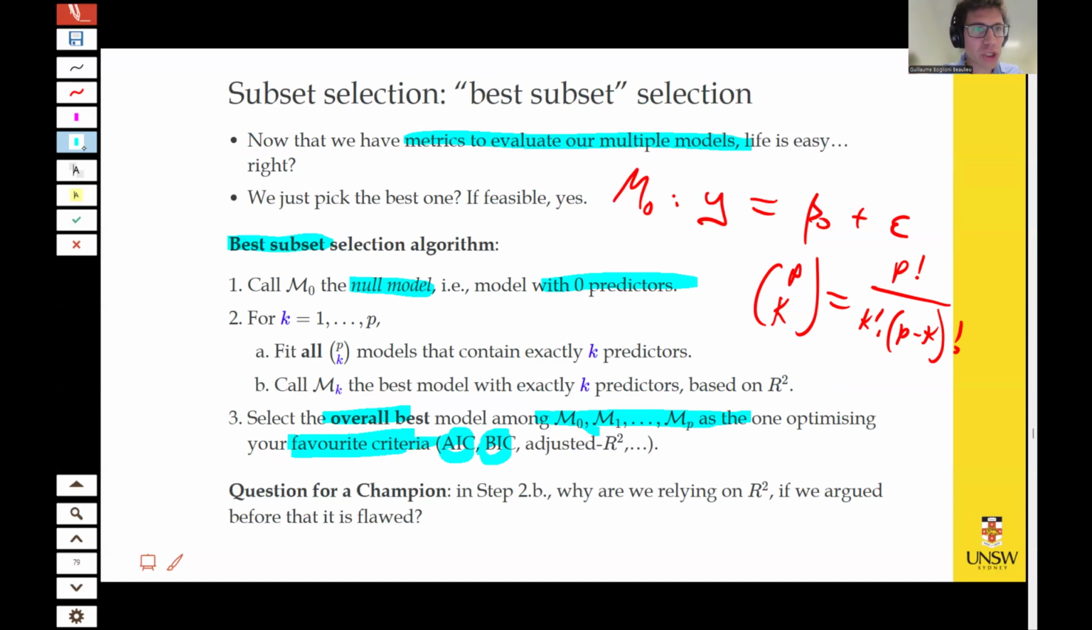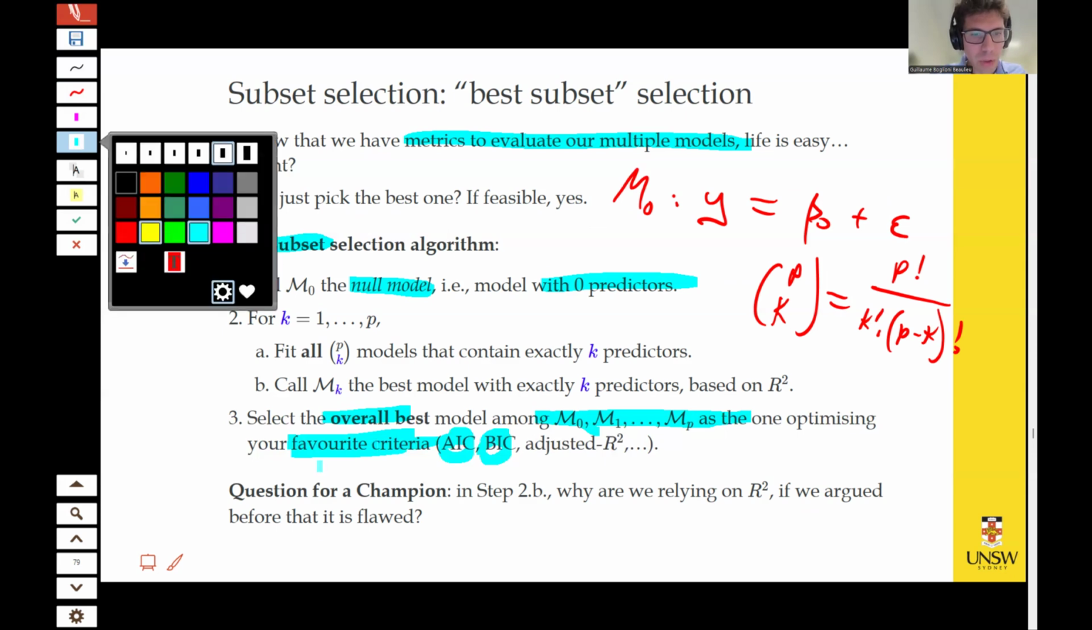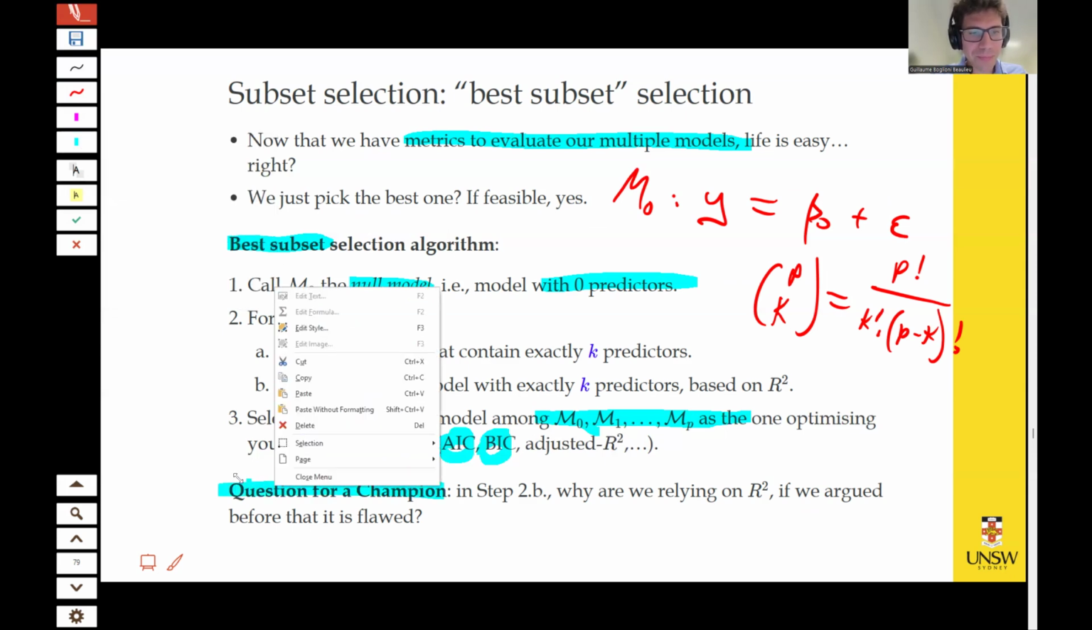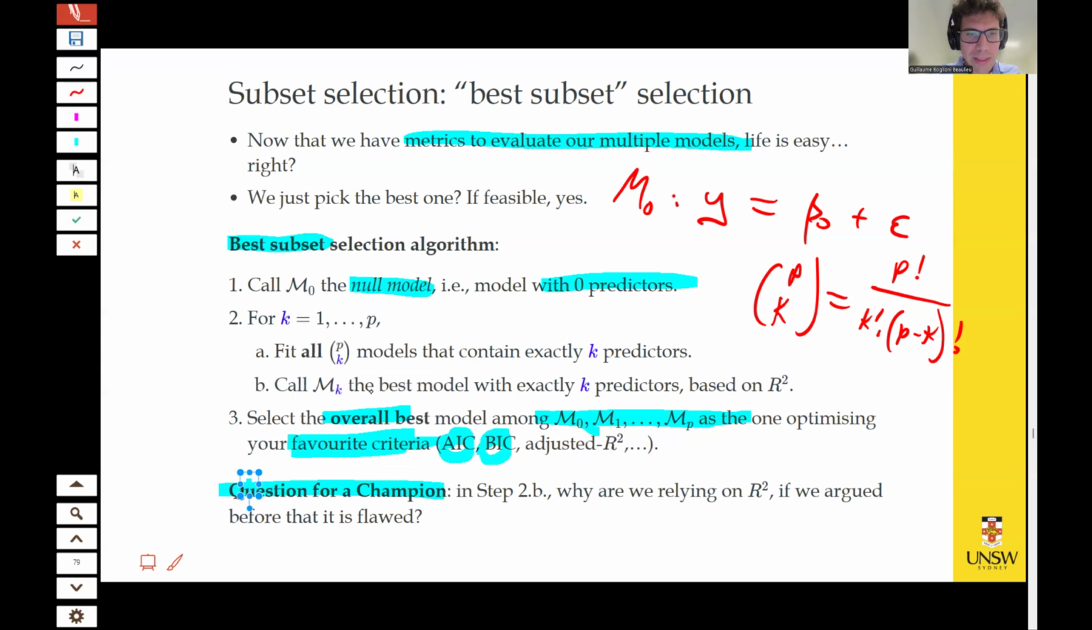Here we have a question for a champion. In step 2b, we said to compare those models using the R squared, right? To pick the one that has the highest R squared. But if we said before that R squared is kind of flawed, why do we use R squared here? So that's a question for a champion. Take a second to think about it. Let's see if you can be proven to be a champion.